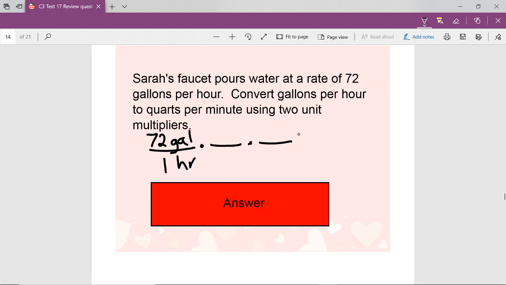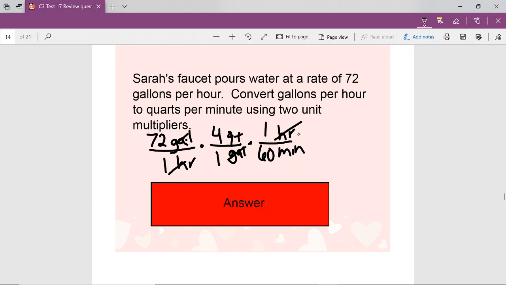I'll start with the gallons. Well, since gallons is on the top, I need to put gallons on the bottom here to cancel them out. And I'm changing to quarts. So the conversion from gallons to quarts is 1 gallon is 4 quarts. And then I change the hours. Hours is on the bottom, so it needs to go on the top now to cancel out. And I'm going to minutes. So 1 hour is 60 minutes.